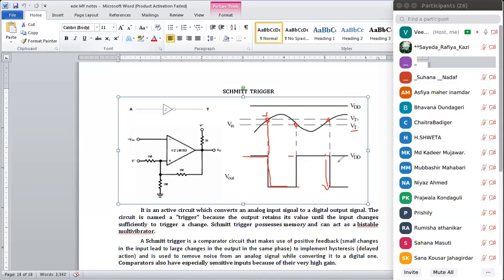So this is how we set a threshold value for this comparator. This is a comparator which is going to compare the input voltage with the threshold voltage. Both are compared first, and whenever the input reaches the threshold voltage, the output is going to change from one level to another, from higher level to lower level to higher level.